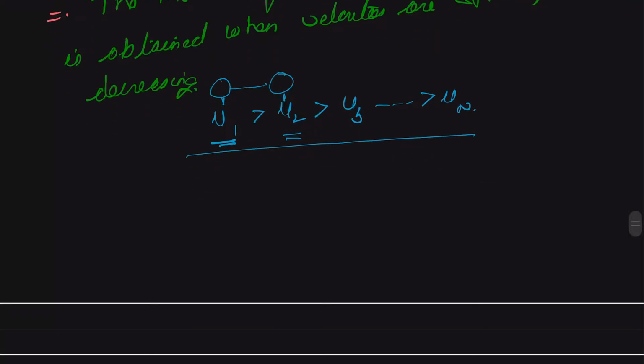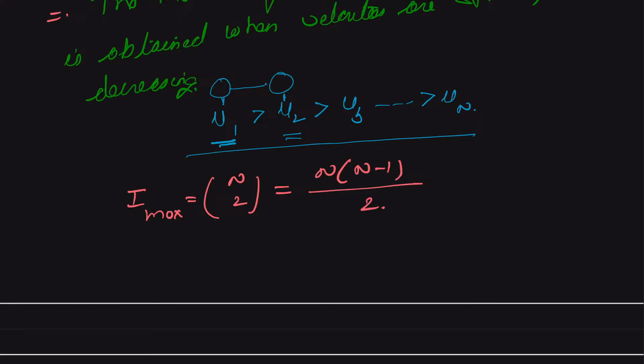From here we can write that our maximum inversion, I max, is n choose 2, or n times n minus 1 divided by 2. This condition must be fulfilled so that we have the maximum number of inversions.